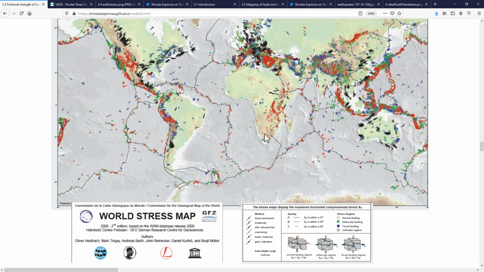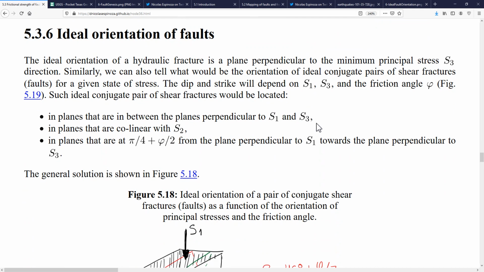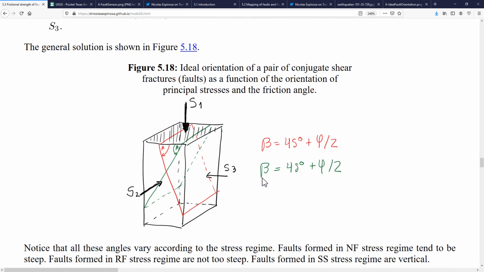Okay, so now that we have seen what is the origin of faults, let's try to apply this to understand a little bit more in detail what would be the ideal orientation of faults and how, based on that, we can predict what is going to be the dip and strike of those faults as a function of the state of stress.